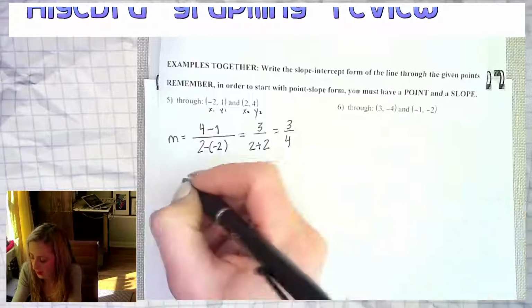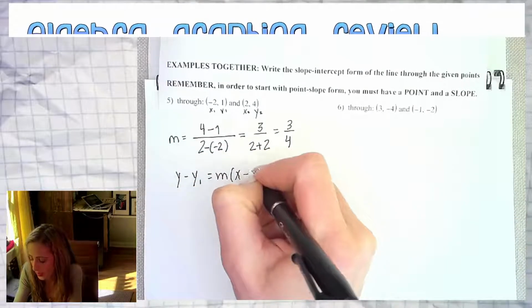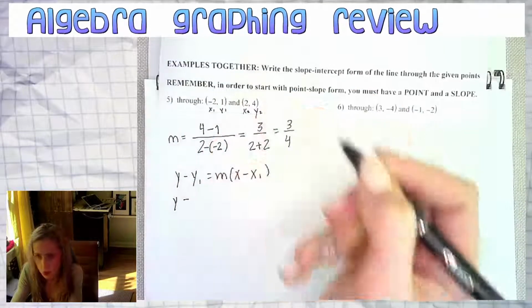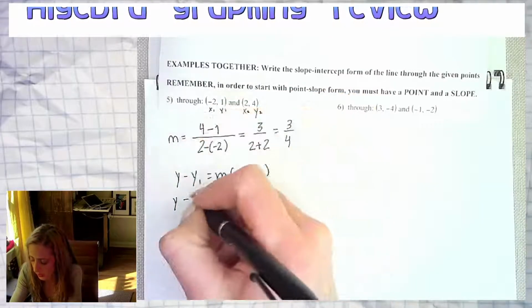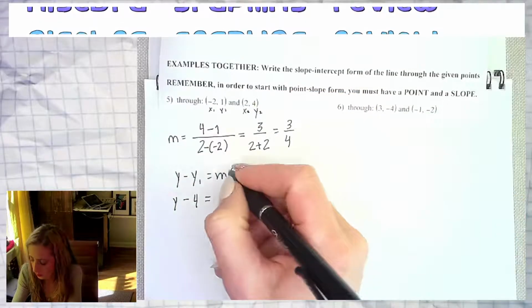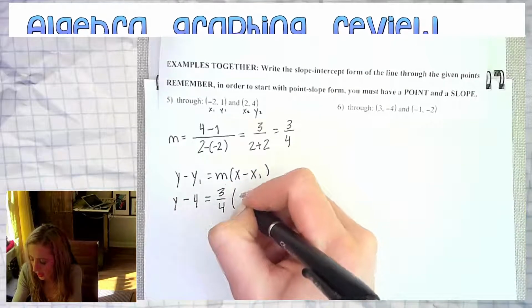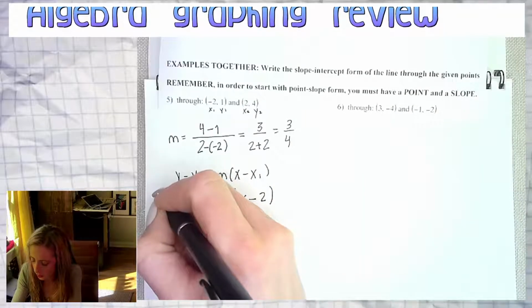Doing great. Next thing, y minus y1 equals m times x minus x1. Fill them in. Y minus, pick which ordered pair you want. Maybe you love 2, 4. Fine, you pick that one. You don't have to pick that one. 4 equals, slope was 3 over 4, parentheses, x minus 2. There's our point slope form.